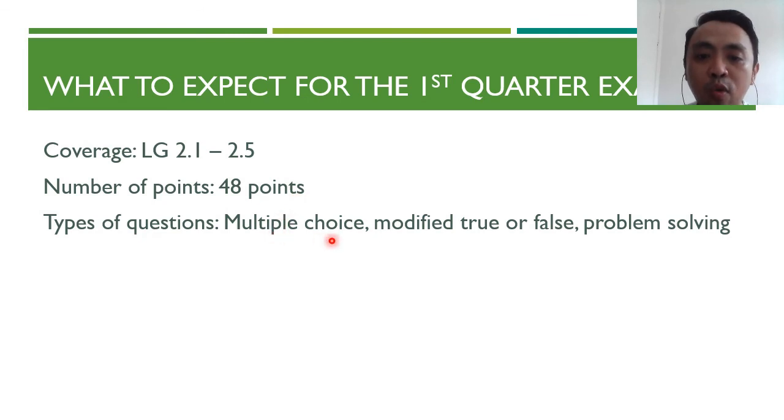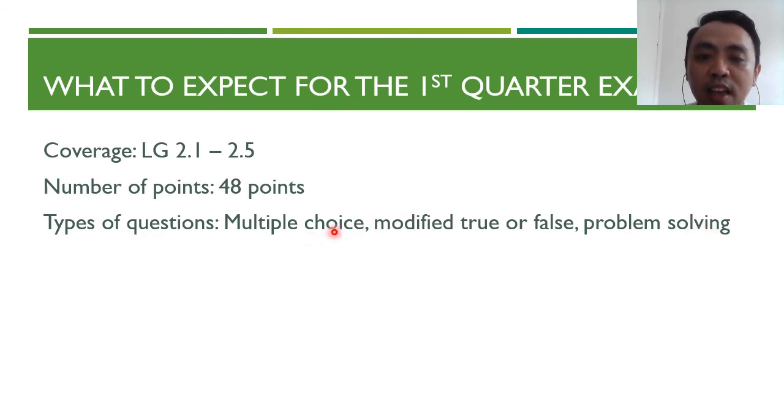We have multiple choice, modified true or false. In the modified true or false, we have a statement with a word or a couple of words underlined. If the statement is true, you simply write capital T. And if the statement is false, you do not write F, but rather, you replace the underlined words with the words needed to make the statement true. And finally, we have the problem solving.